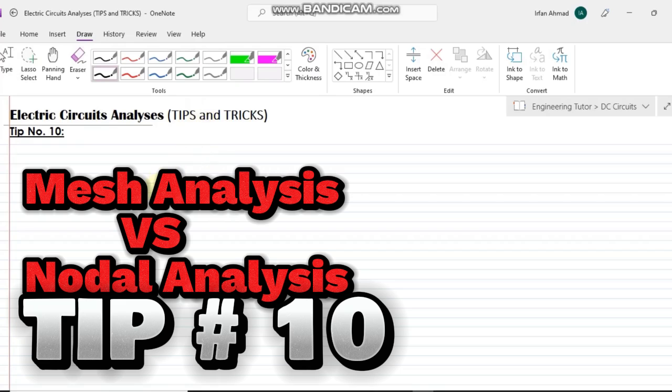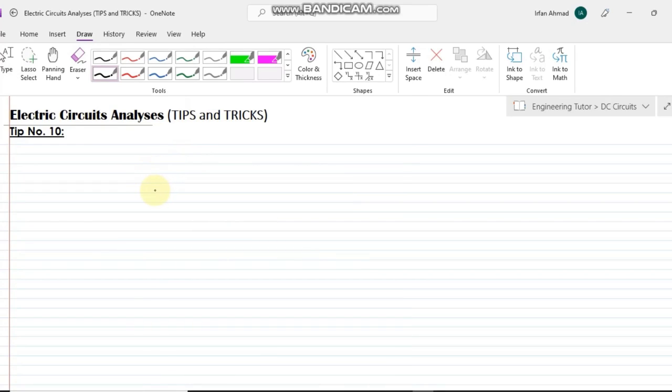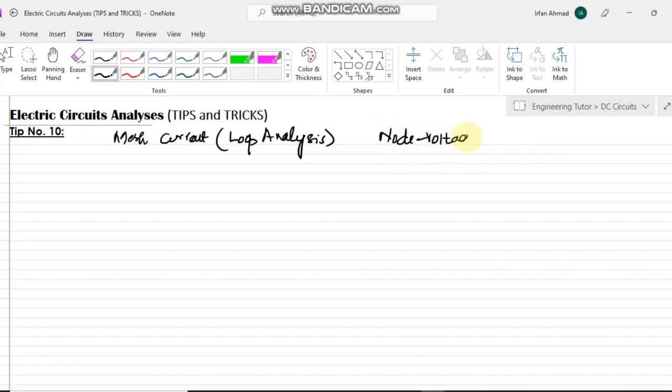Hello again. So this is tip number 10, in which we are going to discuss some circuit analysis methods. So far we have discussed two methods in our videos. The first one is the mesh current method, or this one is also called the loop analysis method. Similarly, the other method we have used in our circuit analysis problems was the node voltage method, or this one is also called nodal analysis.